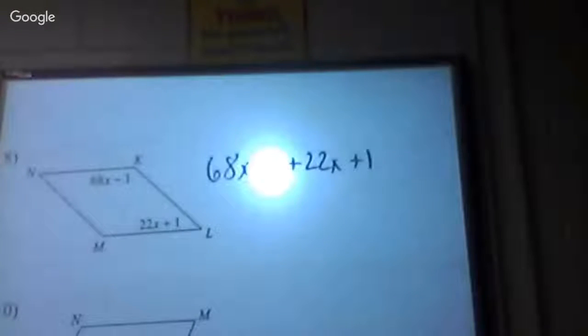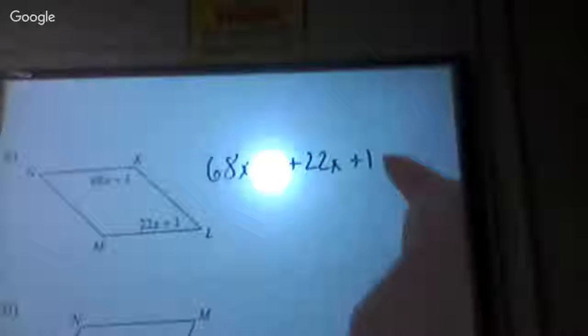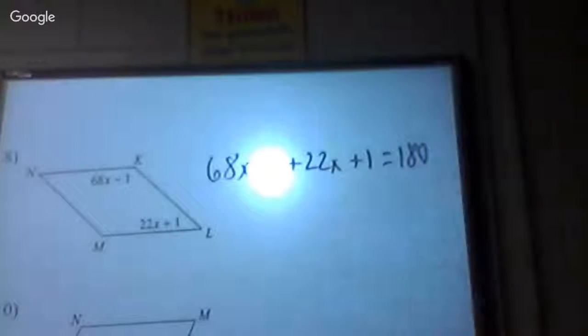Now, the next one, I believe, number 8. See if I can zoom this in a little bit. Angles that are beside each other, like these two are, they add up to 180 degrees. So 68x minus 1 plus 22x plus 1 equals 180 degrees. So when I draw the line between the equal sign, if I cross the line, I change the sign. If I don't cross the line, I don't change the sign.